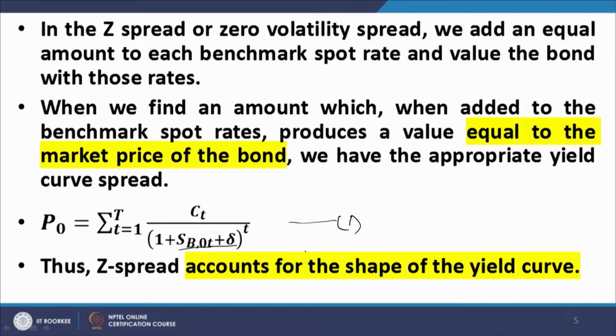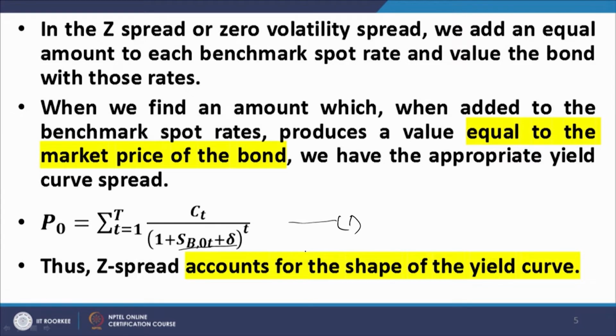From this equation we are able to estimate the value of delta by using iterative procedures, and that delta gives us the Z spread or the zero volatility spread. So, let me read it out. In the Z spread or zero volatility spread, we add an equal amount to each benchmark spot rate.